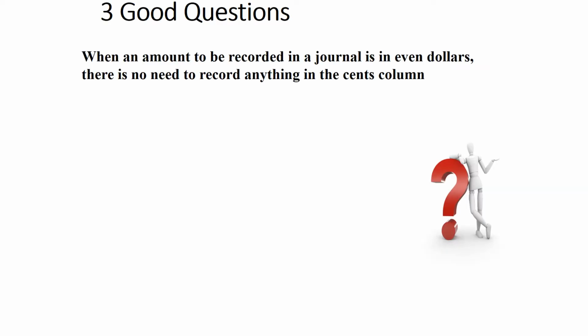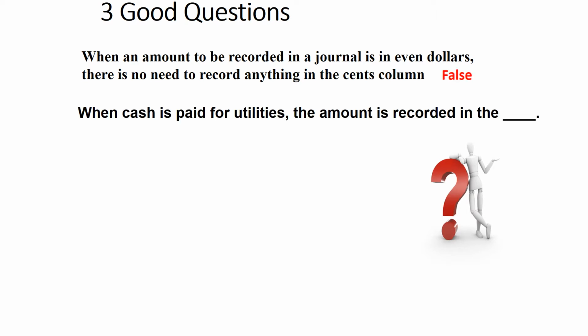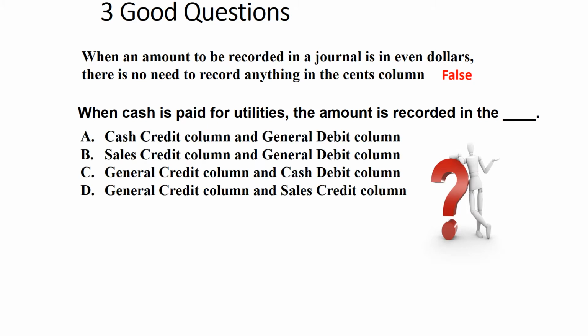When an amount to be recorded in a journal is in even dollars, there is no need to record anything in the cents column. Is that true or false? That is technically false. Next, when cash is paid for utilities, the amount is recorded in the: cash credit column and general debit? Sales credit and general debit? General credit and cash debit? Cash credit, general credit and sales credit? Well, the correct answer is cash credit, general debit, and the general debit column would be your utilities expense.